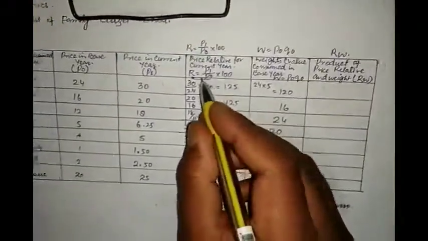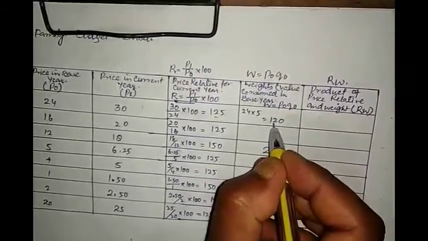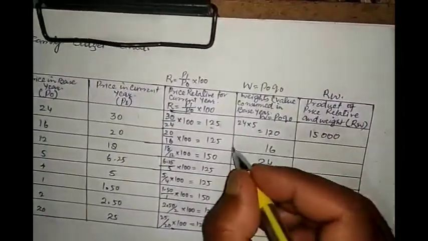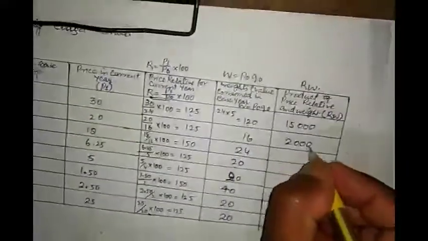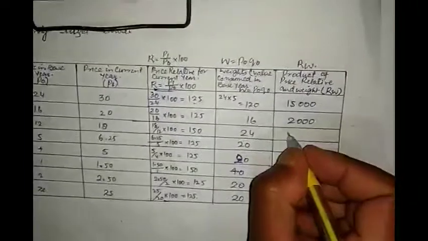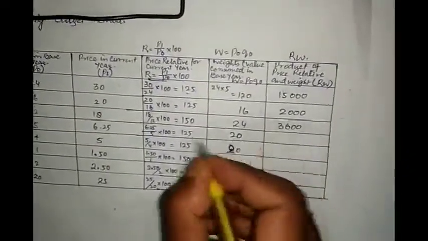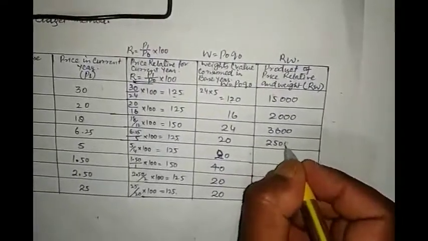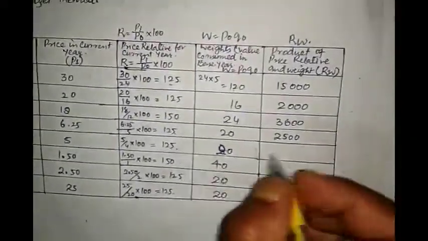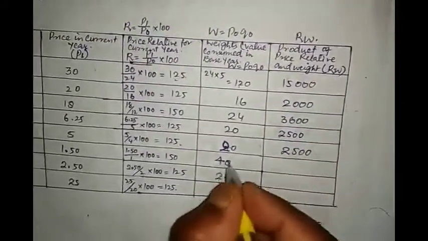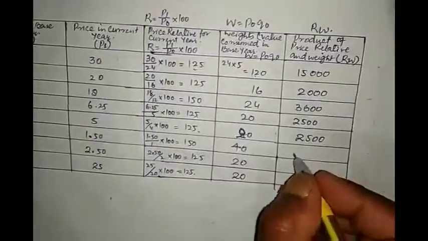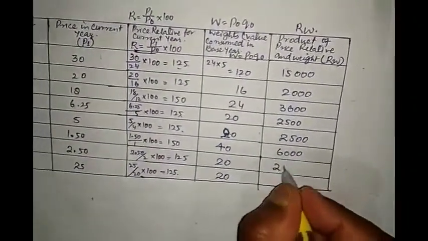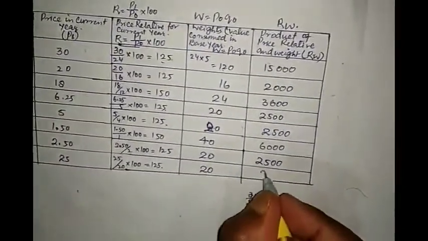Now RW, R into W: 125 into 120, that is equal to 15,000. 16 into 125, it is equal to 2000. 24 into 150, that is equal to 3600. 20 into 125, that is equal to 2500. 20 into 125, that is also equal to 2500. 40 into 150, that is equal to 6000. 20 into 125, it is equal to 2500. Also 20 into 125, 2500.